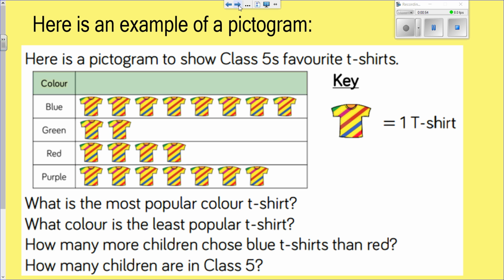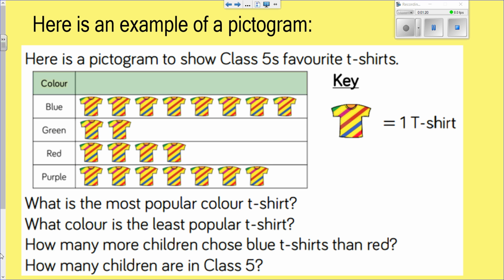So this is a pictogram, and it says here is a pictogram to show Class 5's favourite t-shirts. And we can see that one of these equals one shirt. So people who said blue t-shirt was 1, 2, 3, 4, 5, 6, 7, 8, 2 green t-shirts, 4 red t-shirts, and 1, 2, 3, 4, 5, 6, 7 purple t-shirts.